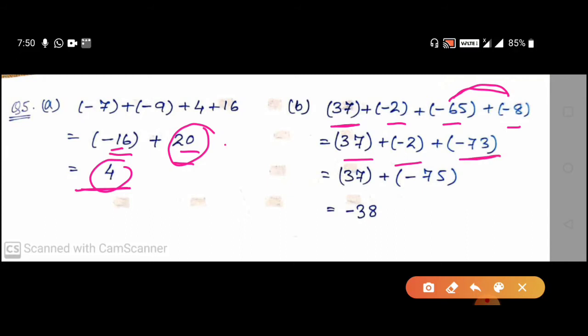65 plus 8 is 73. Now again we will consider minus 2 and minus 73. So from here we will get minus 75. Now we have one positive integer and one negative integer. So we will subtract and the answer will take the sign of the greater integer. Here the greater integer is 75 and the sign of 75 is negative. That means minus. 75 minus 37 is 38. So the answer is minus 38.